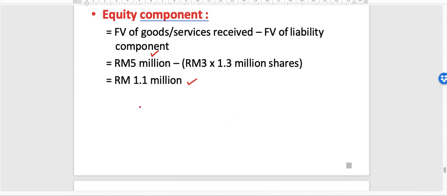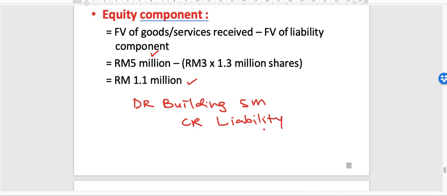Alright, if you were asked to prepare the journal entry, it will be debit building 5 million. It is measured at the fair value of the asset. You will credit the liability component and you will debit the equity component. So the equity component here is 1.1 million. Okay, here is 3.9.